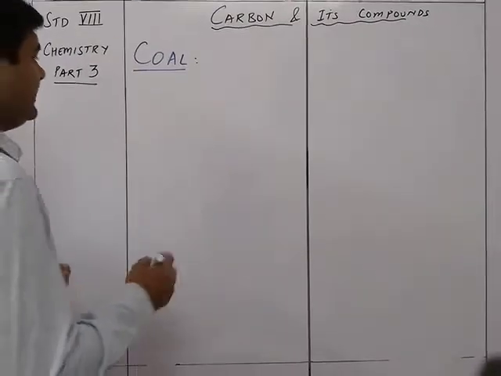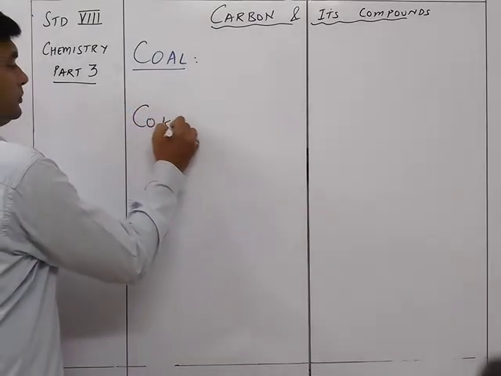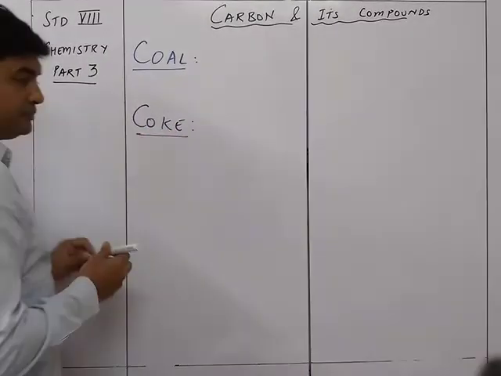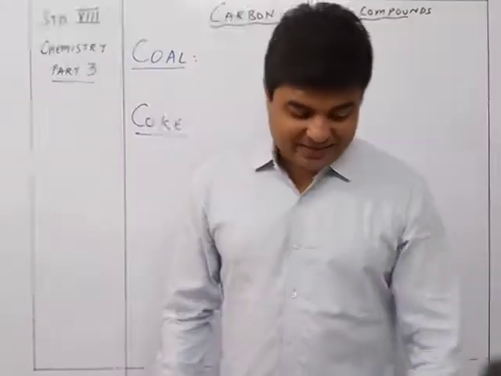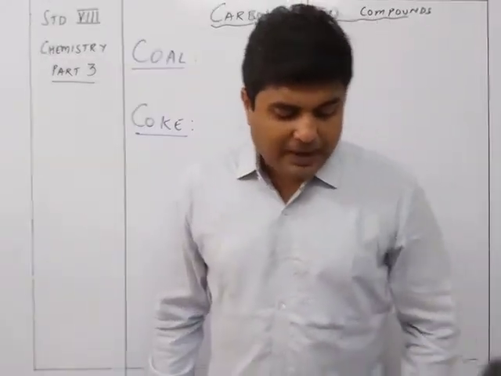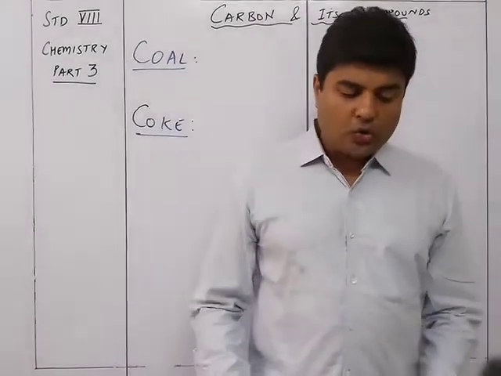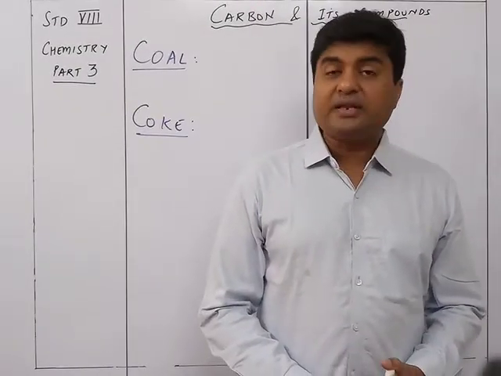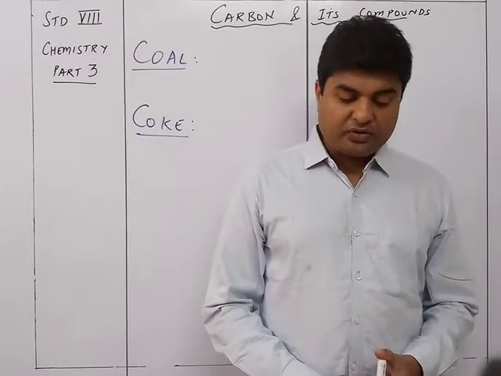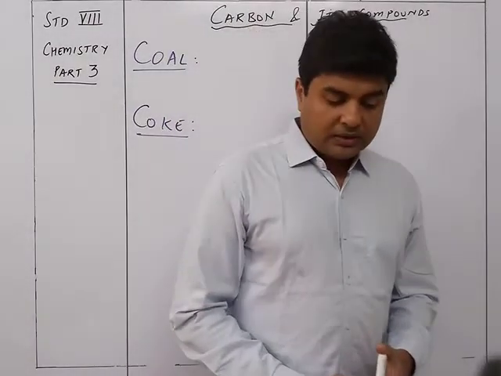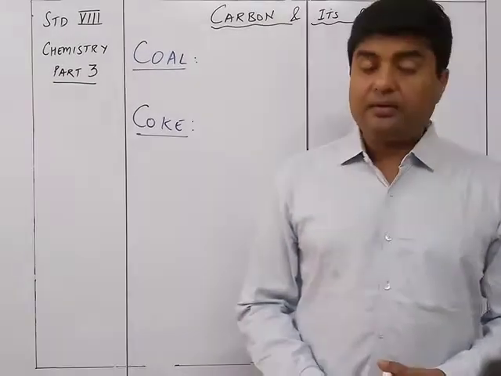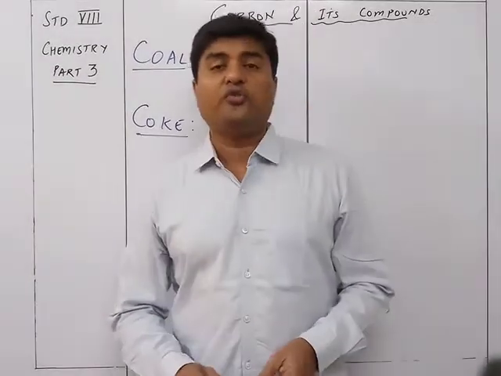The second one is coke. Okay, coke, not Coca-Cola, right? Coke is obtained by heating bituminous coal to a high temperature of around 1300 degrees Celsius in absence of air. The volatile impurities escape and the residue is coke. The process is called destructive distillation of coal.